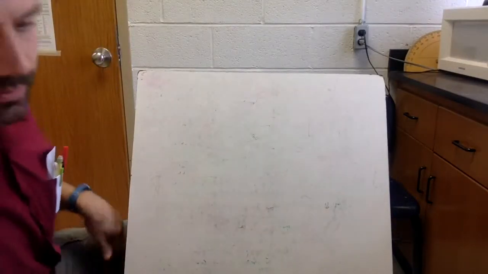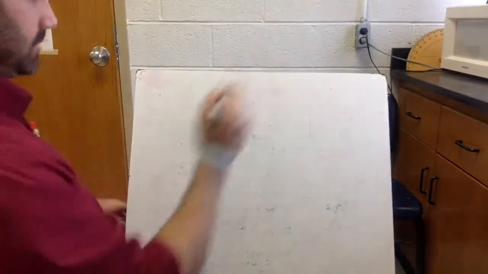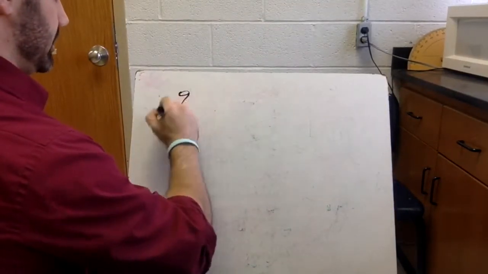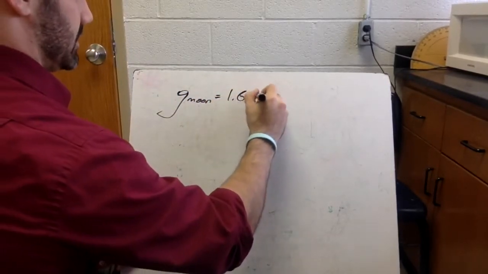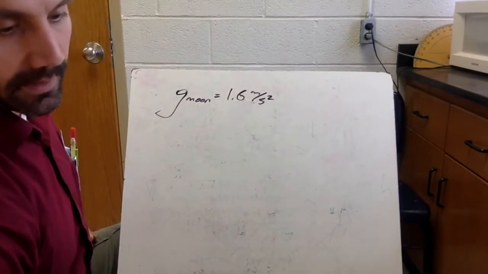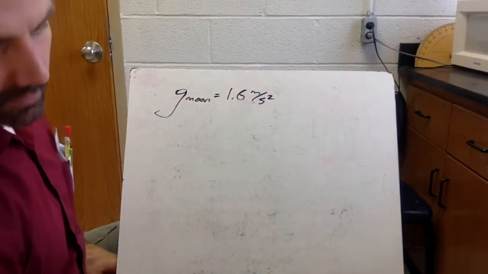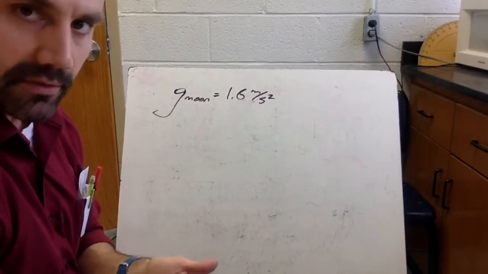Okay, so the first example: a pendulum whose period is 1 second on Earth is taken to the moon. Calculate the period of the pendulum on the moon. All right. So the acceleration due to gravity on the moon is about 1.6 meters per second squared, right? And then the period on Earth is 1 second. So what we need to find here is the length of the pendulum.